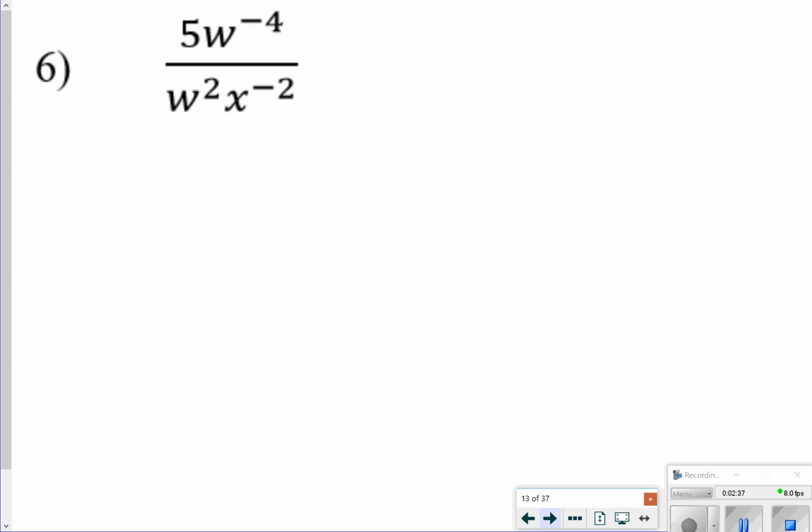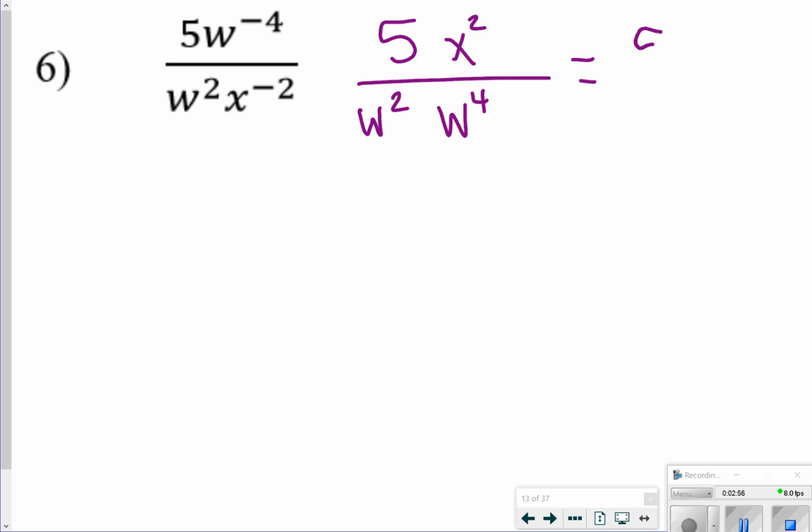For number 6, we have 2 negative exponents. I'm just going to basically switch their places. So I'll have 5 with the w to the negative 4th on the bottom. I also had previously a w to the 2nd, and then x to the negative 2nd is just going to go on top. So this is what I had originally. And then I can go ahead and combine the w's at the bottom. So I get 5x to the 2nd on the top over w to the 6th power.